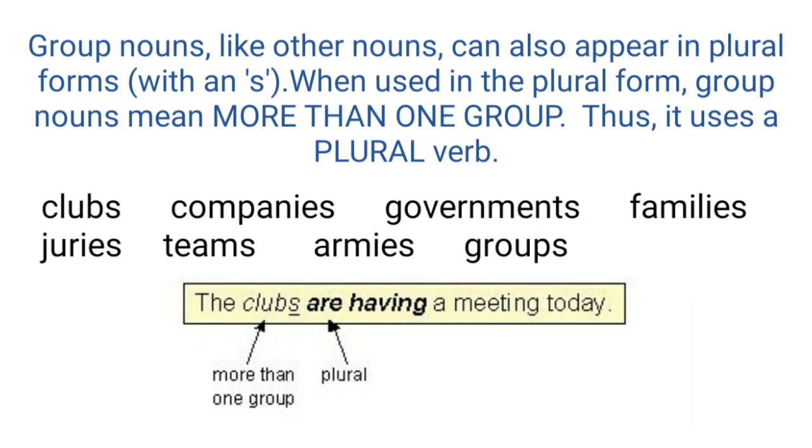Next one, group nouns like other nouns can also appear in plural forms with an S. When used in the plural form, group nouns mean more than one group. Thus, it uses a plural verb. You will understand it better by looking at this example. The clubs are having a meeting today. Here, the group noun clubs is in its plural form itself.